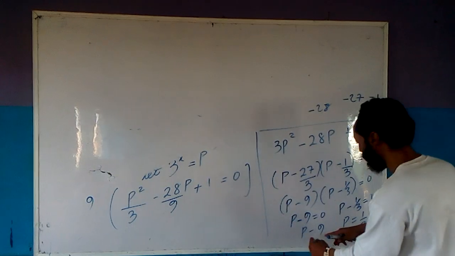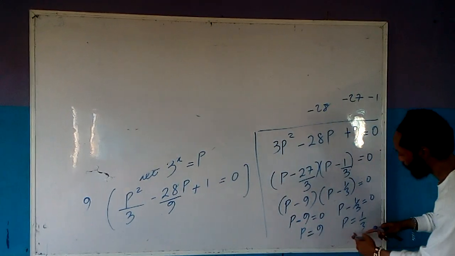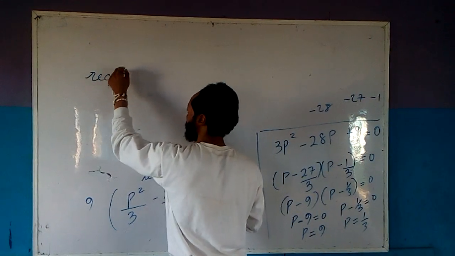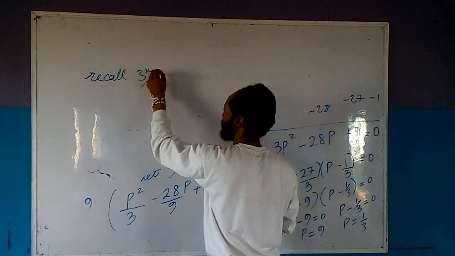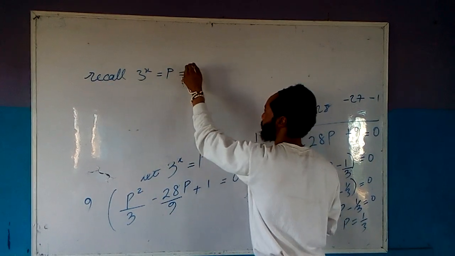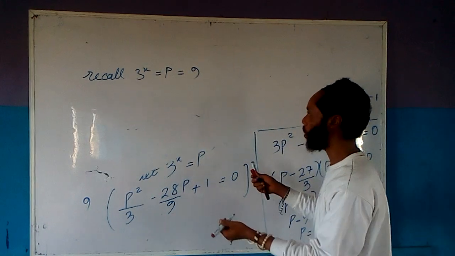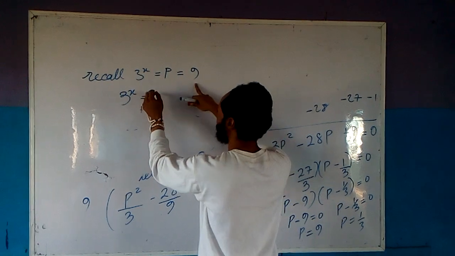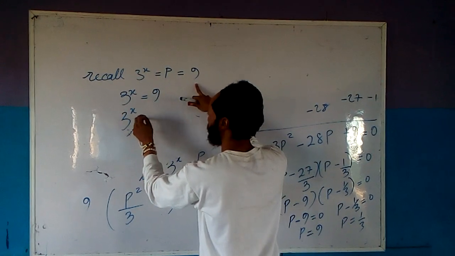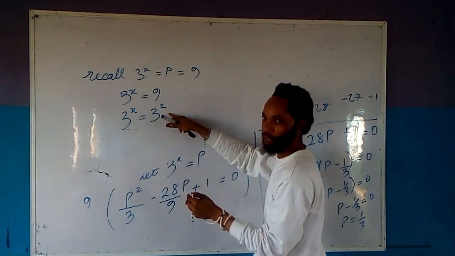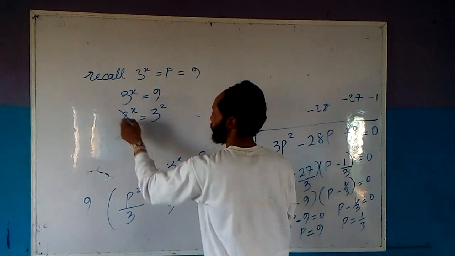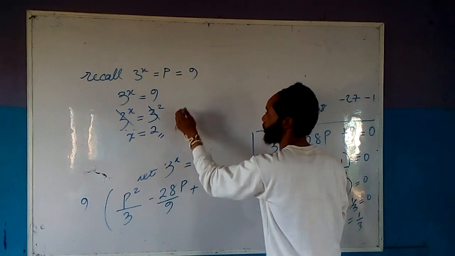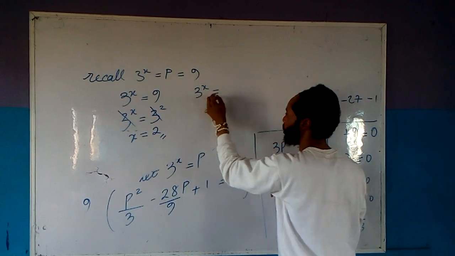Okay, now we know P equals 9 and P equals 1 over 3. But remember, recall, our 3 raised to the power x equals P. And now P equals 9. What are we going to do for our first case? We say 3 raised to the power x equals 9. That means what? 9 is 3 squared. So if 9 is 3 squared, if we cancel the bases, x will be equal to 2 for the first case.